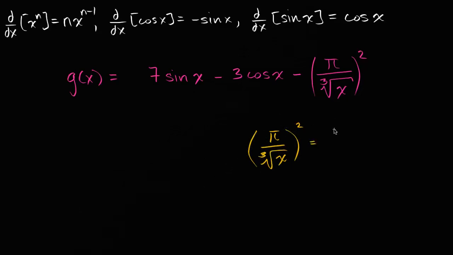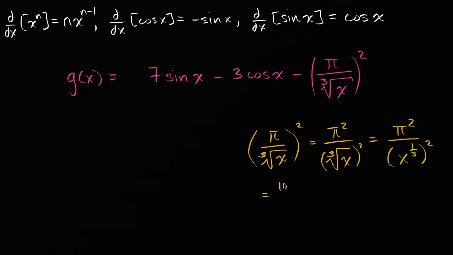This is equal to pi squared over the cube root of x squared. And this is just exponent properties that we're dealing with. We're going to take x to the 1/3 power and then raise that to the 2nd power. So this is equal to pi squared over, let me write it this way, I'm not going to skip any steps because this is a good review of exponent properties. x to the 1/3 squared, which is the same thing as pi squared over x to the 2/3 power, which is the same thing as pi squared times x to the negative 2/3 power.